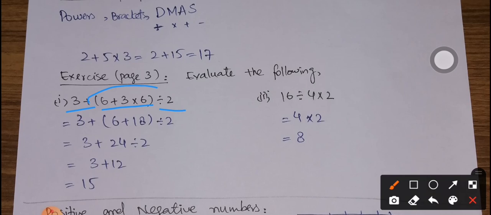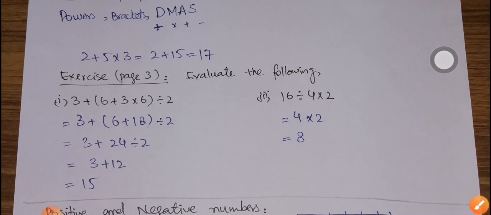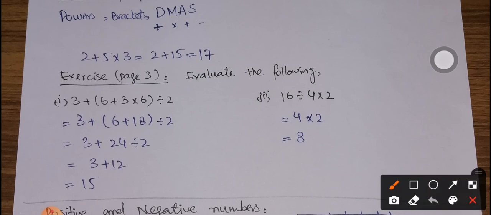So we are going to solve the bracket first. Now in the bracket we have two operations, addition and multiplication. So we will multiply first and then we will add. So 6 into 3 is 18, 18 plus 6 is 24. Once we are done with the brackets, we again follow the DMAS rule, as we have addition and division. So we will divide first, which gives 12, and then 12 plus 3 is going to be 15.